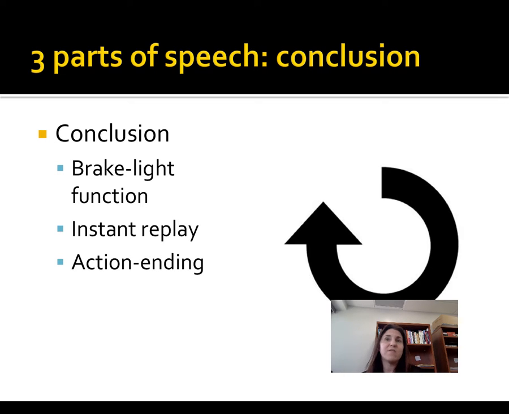The conclusion is the final portion of your speech, and one of the things that you want to think about is this brake light idea, right? We want to make sure that we're not just slamming on the brakes at the end of a presentation and saying, okay, that's it, we're done, right? We want to give the audience a sense that a presentation is coming to a conclusion. So you want to build towards that conclusion. You can also do something like an instant replay, right, in which you review the things that you've been talking about in your presentation.